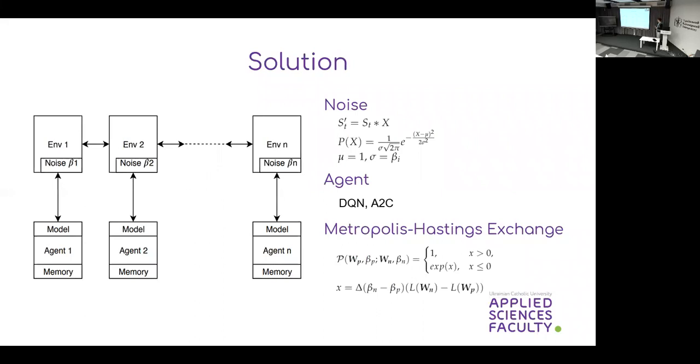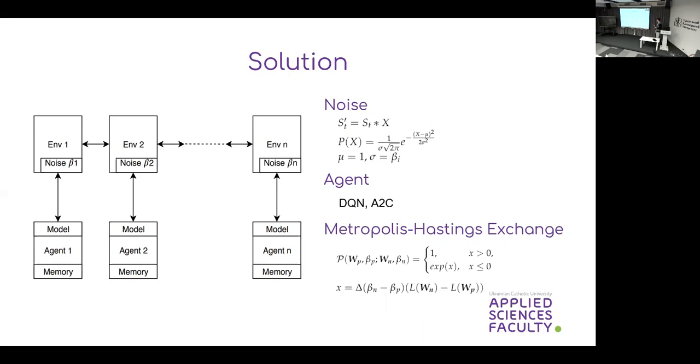The noise here is multiplicative, and X here is the noise basically, and it is sampled from the Gaussian distribution with mean equal to 1 and standard deviation equal to beta, where beta is a parameter of the specific environment.